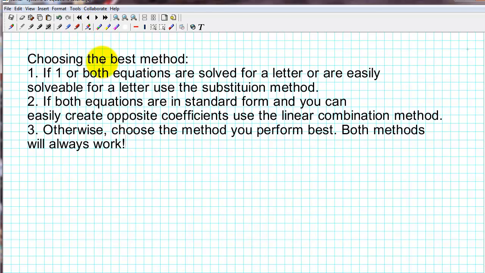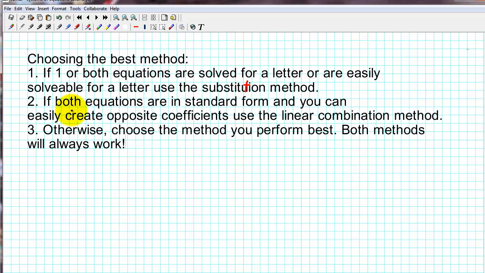When we have problems, most of the time it's not going to tell you which method to use, so another skill is to choose the appropriate method. If you look at the original equations, if one or both of the equations are solved for a letter, either x or y, or it's easy to solve one of them for a single letter, use your substitution method. I spelled this wrong here, there's supposed to be a missing T, sorry.